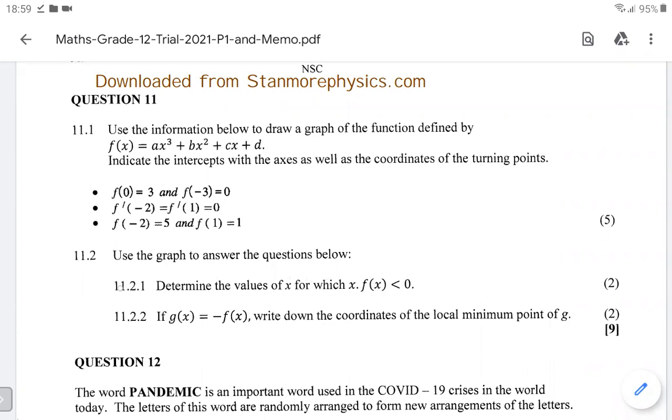So you say you managed to answer 11.2.1. 11.2.2 says if g of x is equal to negative f of x, write down the coordinates of the local minimum point of g. So you can see this is just a 2-mark question. The reason why it's a 2-mark question is because we are not supposed to overthink it.